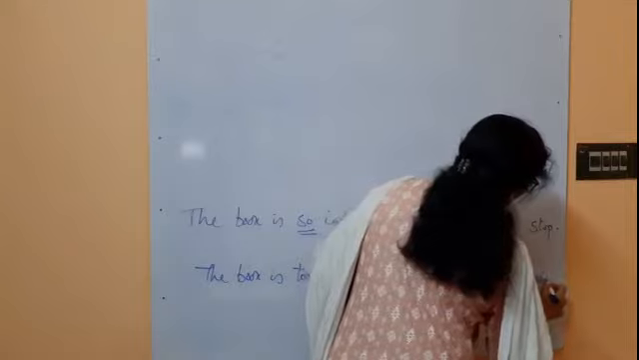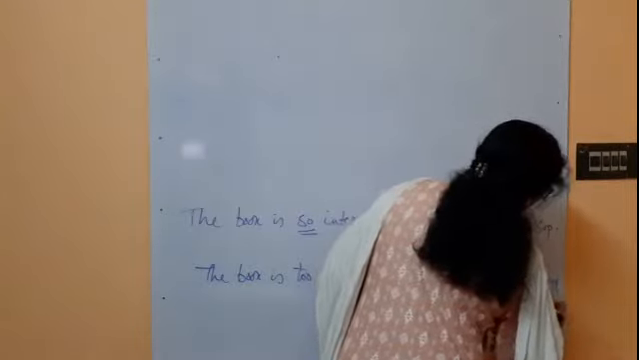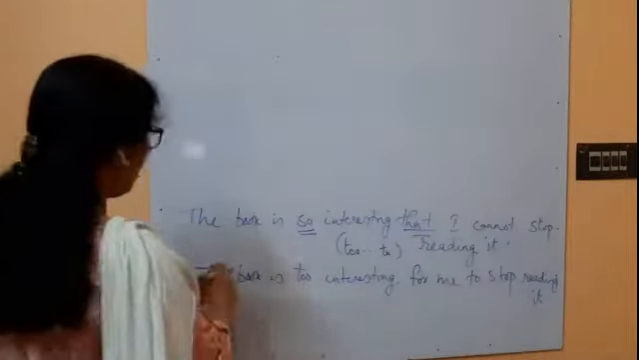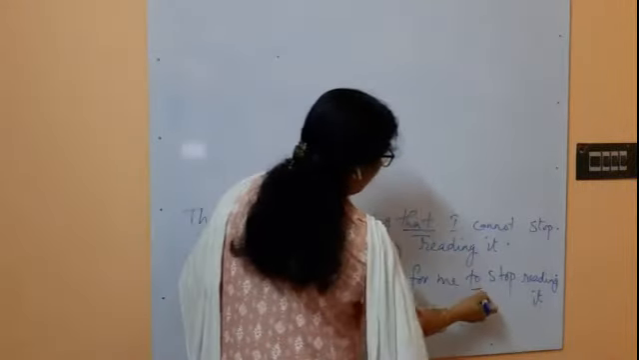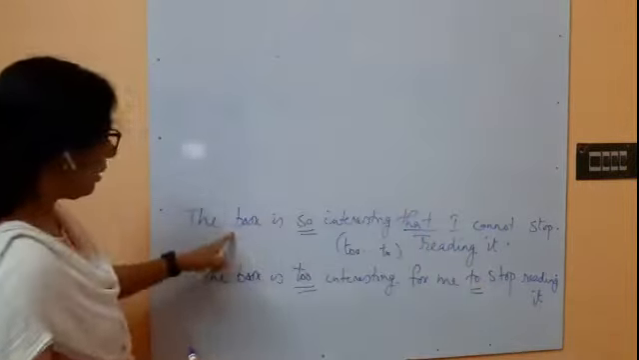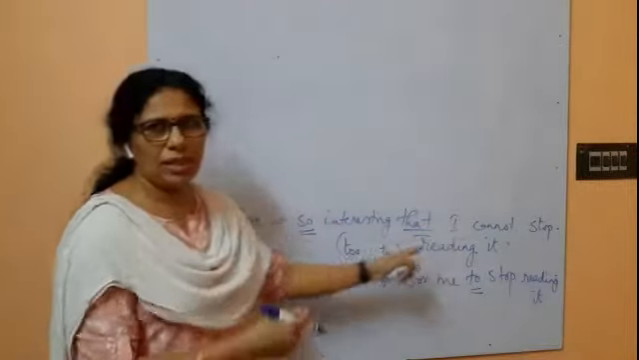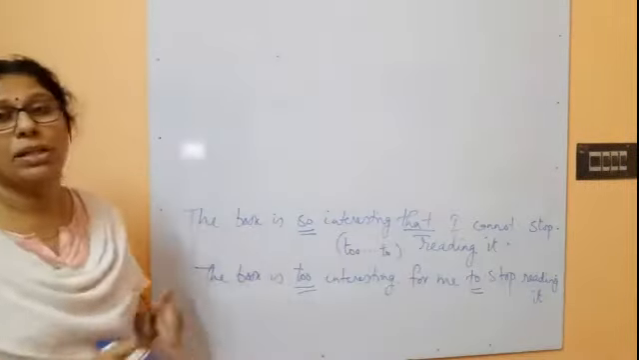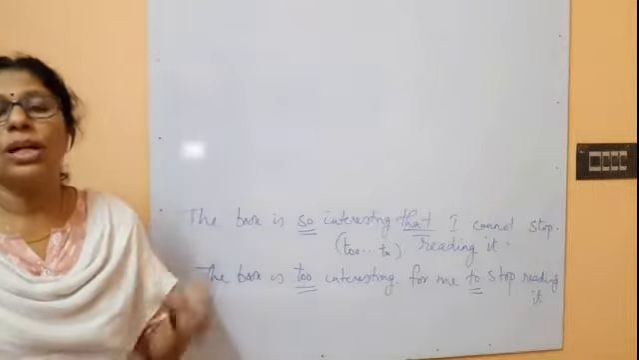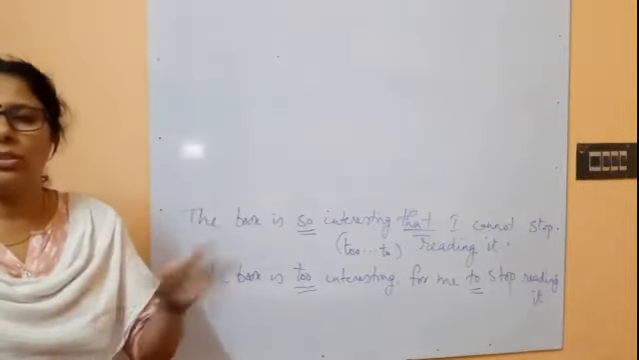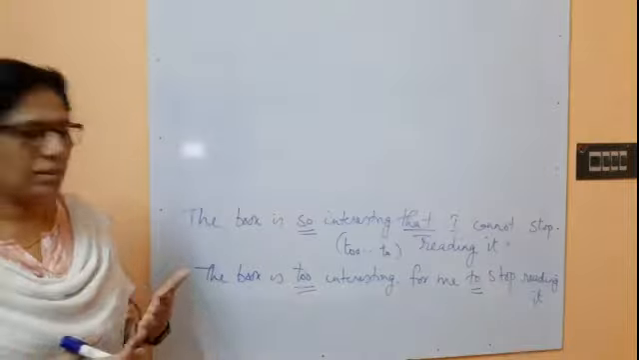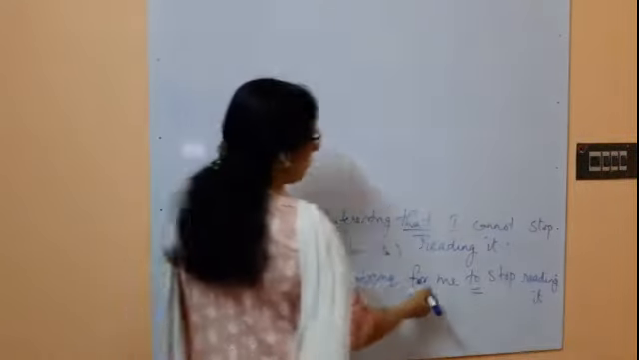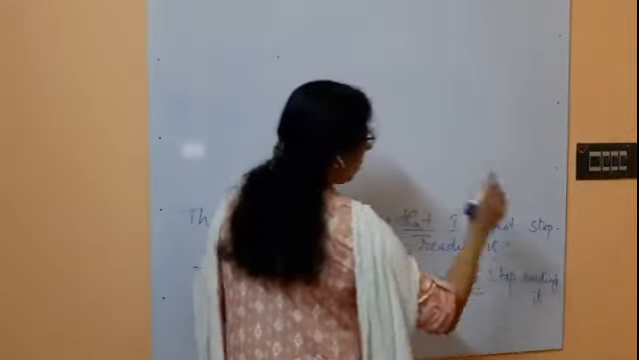To stop reading it. Okay, the book is too interesting for me. As "I" is there, you have to insert in that way. So here the subject is different, here the subject is different. That is why we are inserting "for me." Otherwise the meaning of the sentence will change. That is what I have told you. The meaning of the sentence should not change when you are inserting any other conjunction to rewrite the sentence. Okay, the book is too interesting for me to stop reading it.